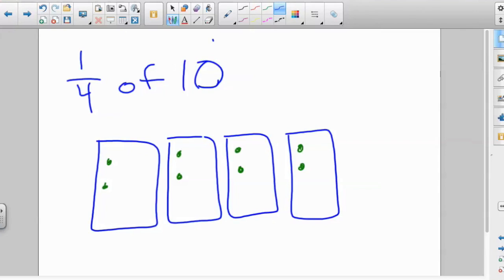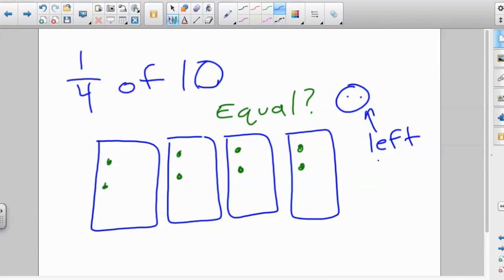So again, what is 1/4 of 10? And we've drawn 4 equal boxes, 4 equal groups, and then each group has 2 dots in it. But have we gotten to 10? No, we only have 8 dots drawn. So we actually have these 2 dots that are left over. What are we going to do with these 2 dots that are left over?